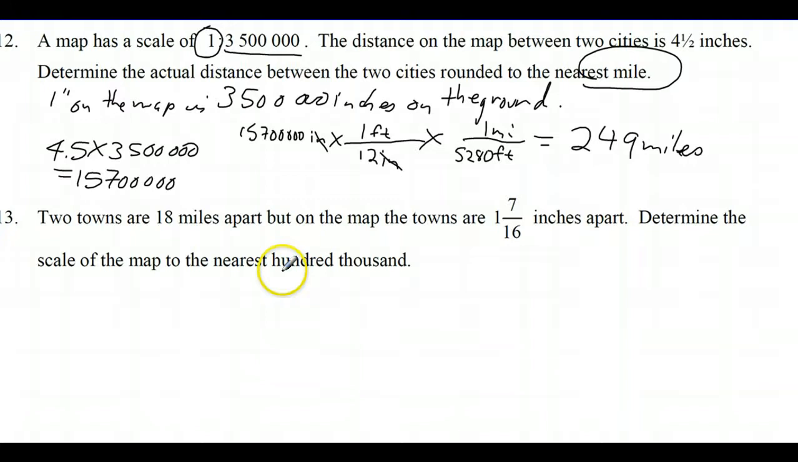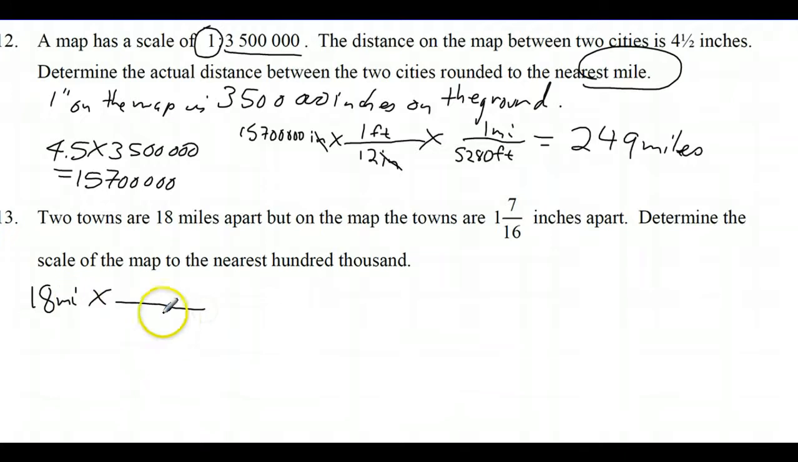Last one. It's kind of a reversal of this. 2 towns are 18 miles apart. That's ground, but on the map they are 1 7/16 inches apart. Determine the scale to the nearest 100,000. So we're going to have to convert 18 miles to inches, or 1 7/16 inches to miles, which is not a good idea. But 18 miles to inches is. Which is going to be a fairly big number, but okay, so we have 18 miles.